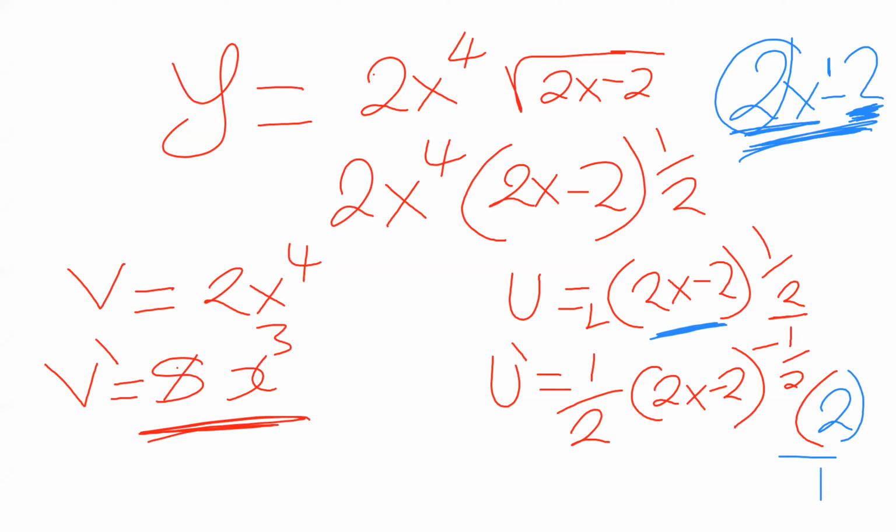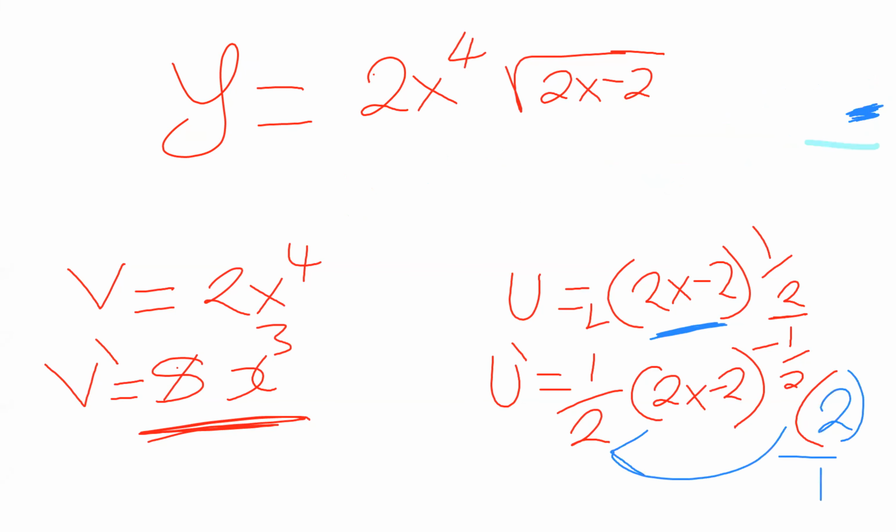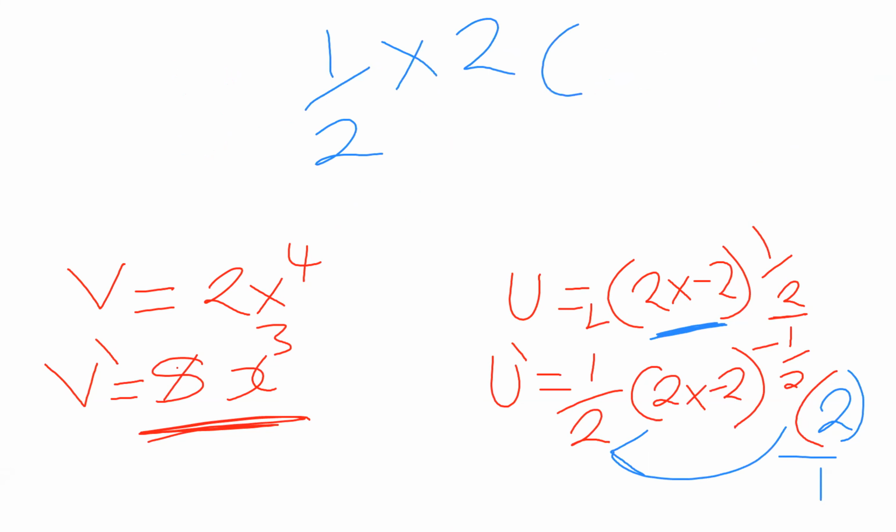Once we multiply this part times this one, what can we have? We can have half multiplying with the 2. Then you have this expression, which is 2x minus 2 raised to the power negative half, right?